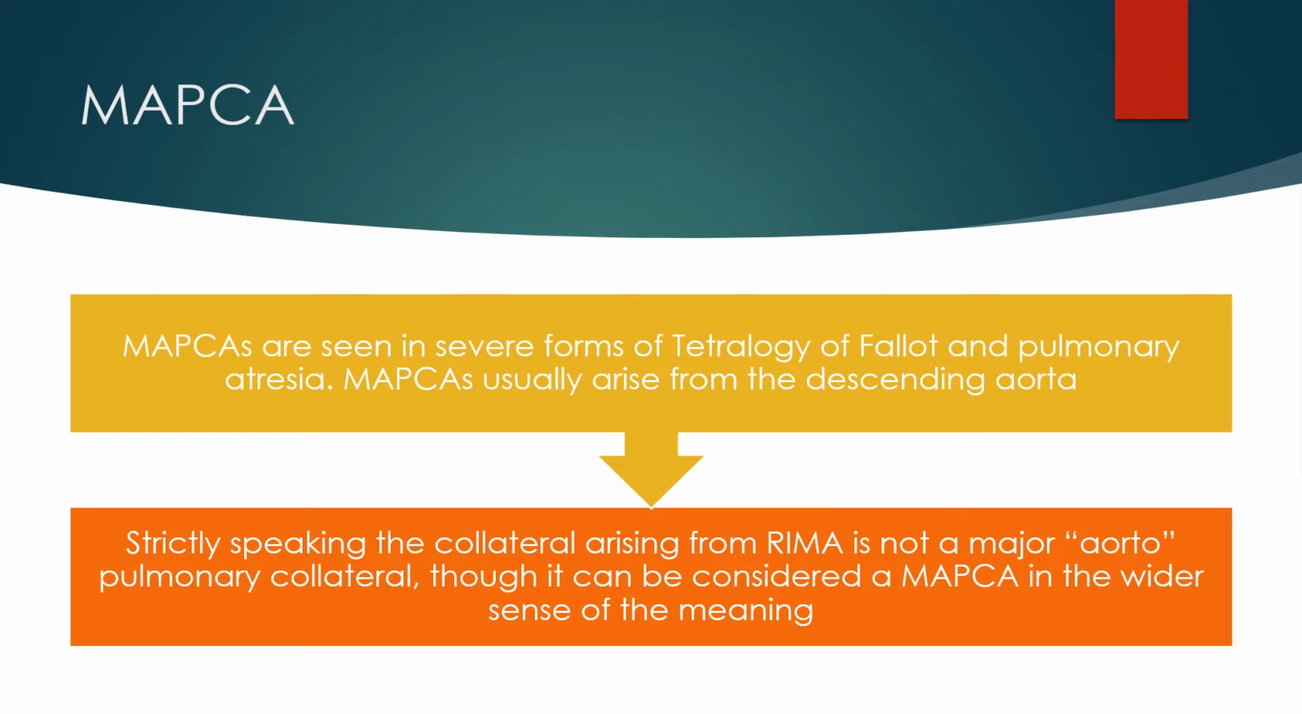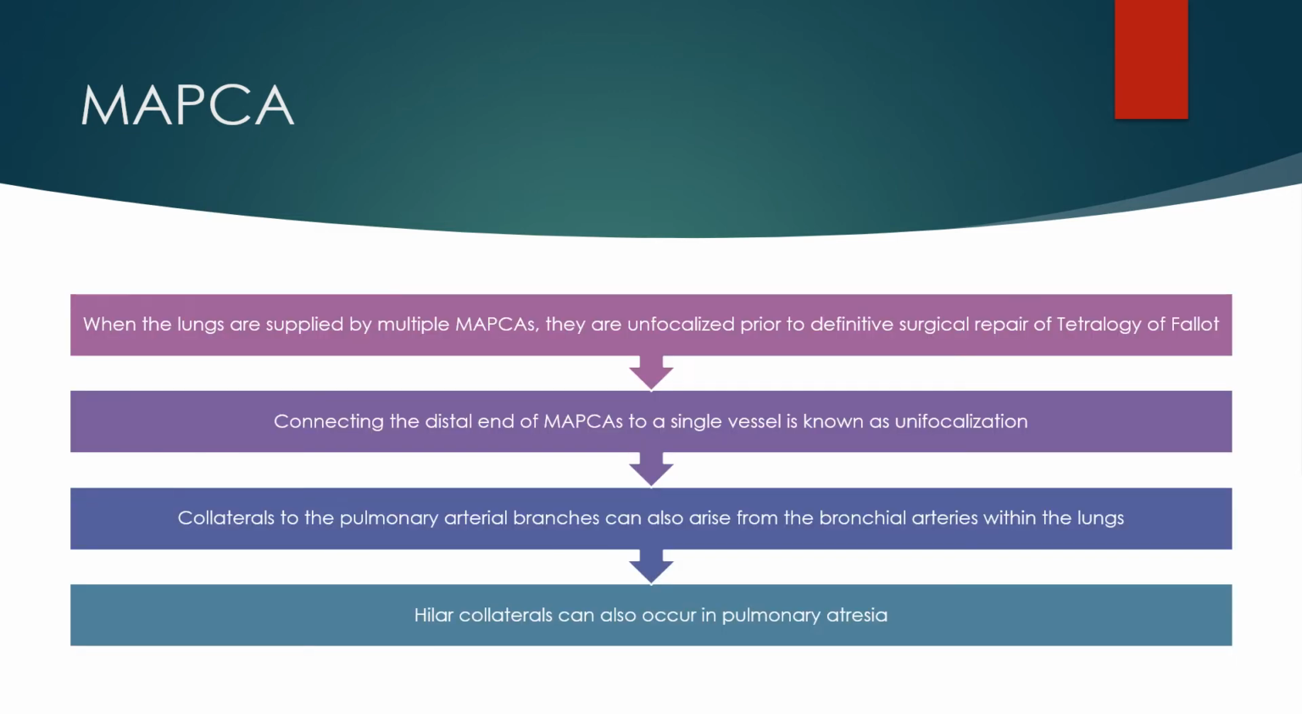MAPCAs usually arise from the descending aorta. Strictly speaking, the collateral arising from the right internal mammary artery is not a major aortopulmonary collateral, though it can be considered a MAPCA in the wider sense of the meaning. When the lungs are supplied by multiple MAPCAs, they are unifocalized prior to definitive surgical repair of tetralogy of Fallot. Connecting the distal end of MAPCAs to a single vessel is known as unifocalization.